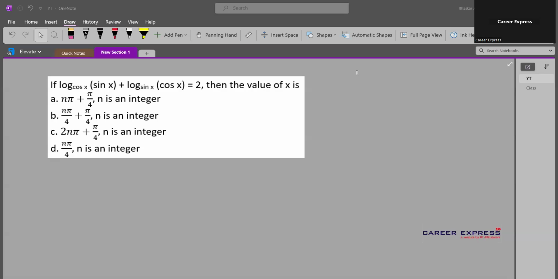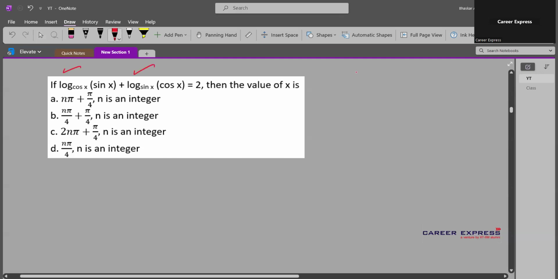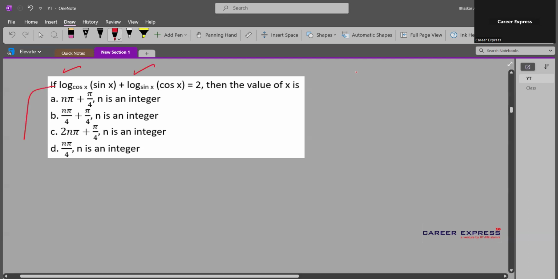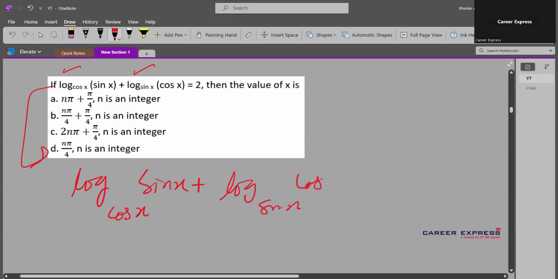This is a question from IPMAT Indore exam 2023 QA section. And this question involves both log and trigonometry, which is a favorite topic for IPMAT. So let us see what we have here. We have log_{cos x} sin x plus log_{sin x} cos x, and that is equal to 2. And we need to find what are the possible values of x that satisfy this equation.